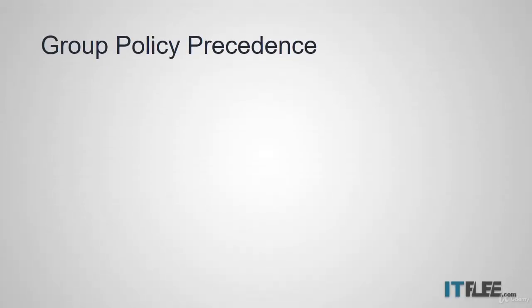Now, precedence means the order or the way that things are done, and with group policy, there is a specific order in which group policy objects or GP settings are applied. It's important to understand this because from time to time, you'll have multiple GPOs trying to configure the same setting, and you have to understand the precedence in order to understand which settings will be applied and which settings will be ignored. Now, the order that group policy runs is this.